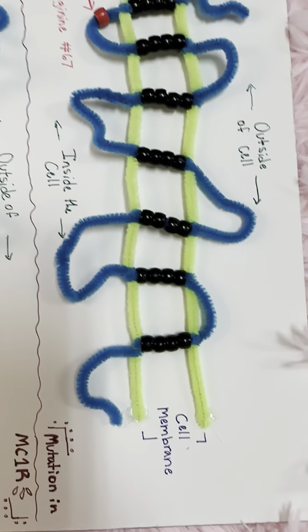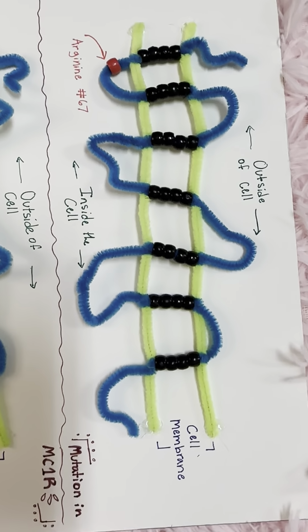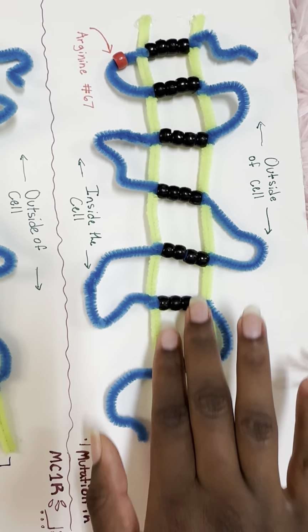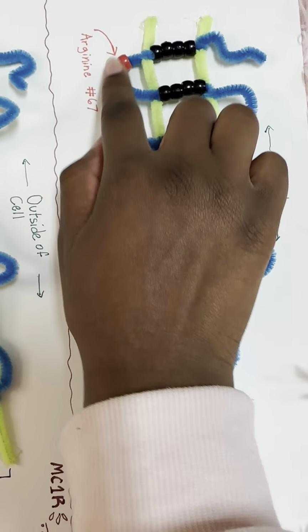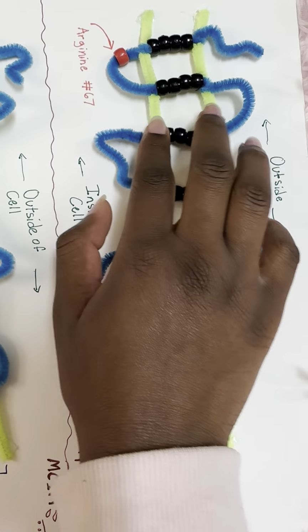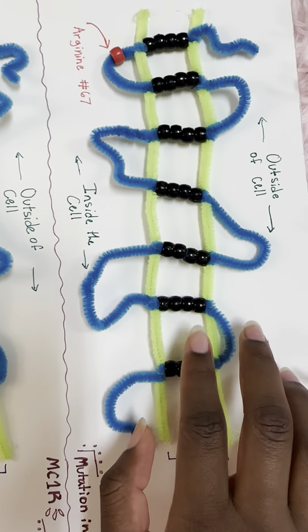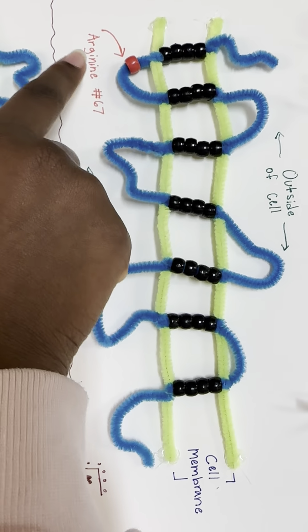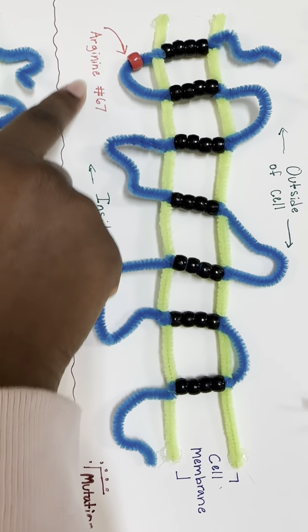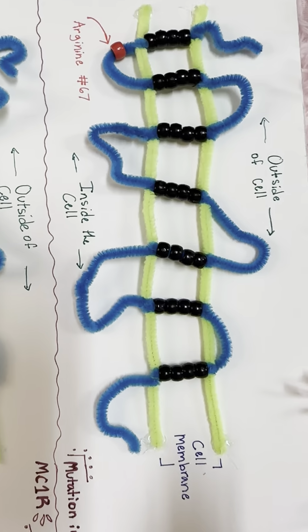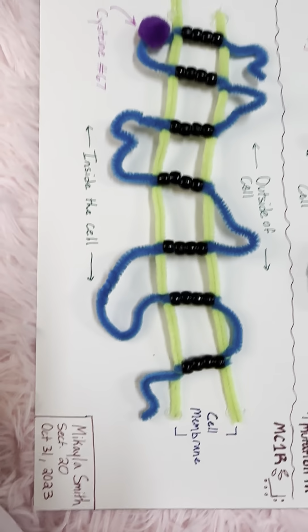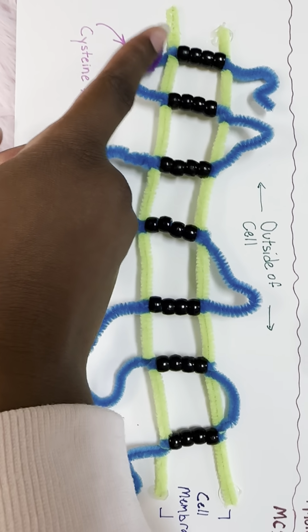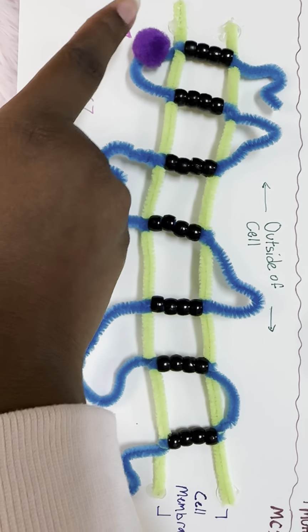So one last look at the normal cell. We have the cell membrane here. And there's amino acids all throughout here. I just chose to represent the ones within the membrane with beads, and it takes on different shapes. And this red bead is Arginine 67. And then when we switch over to the mutated, you can clearly see that the Arginine changes into cysteine. This is the big puffball that represents the mutation.